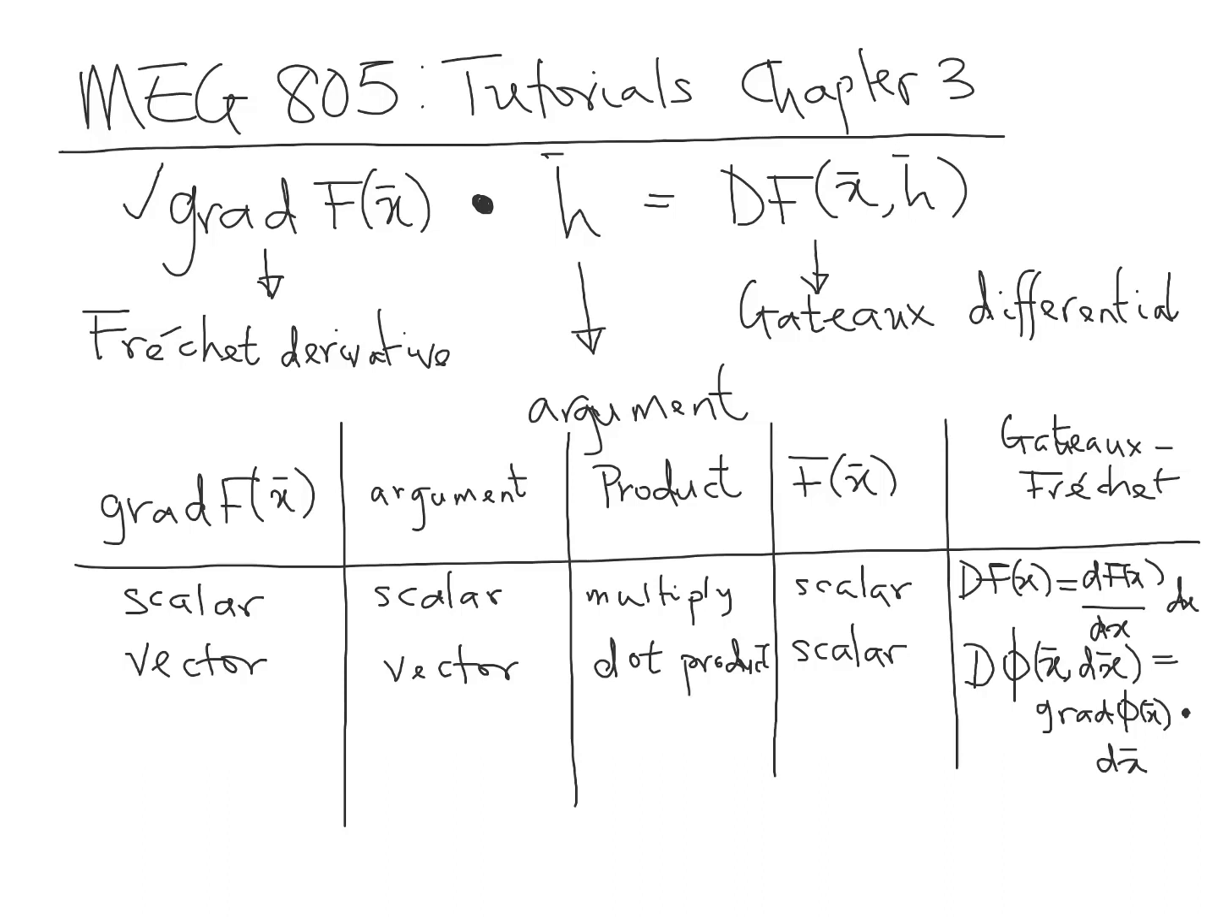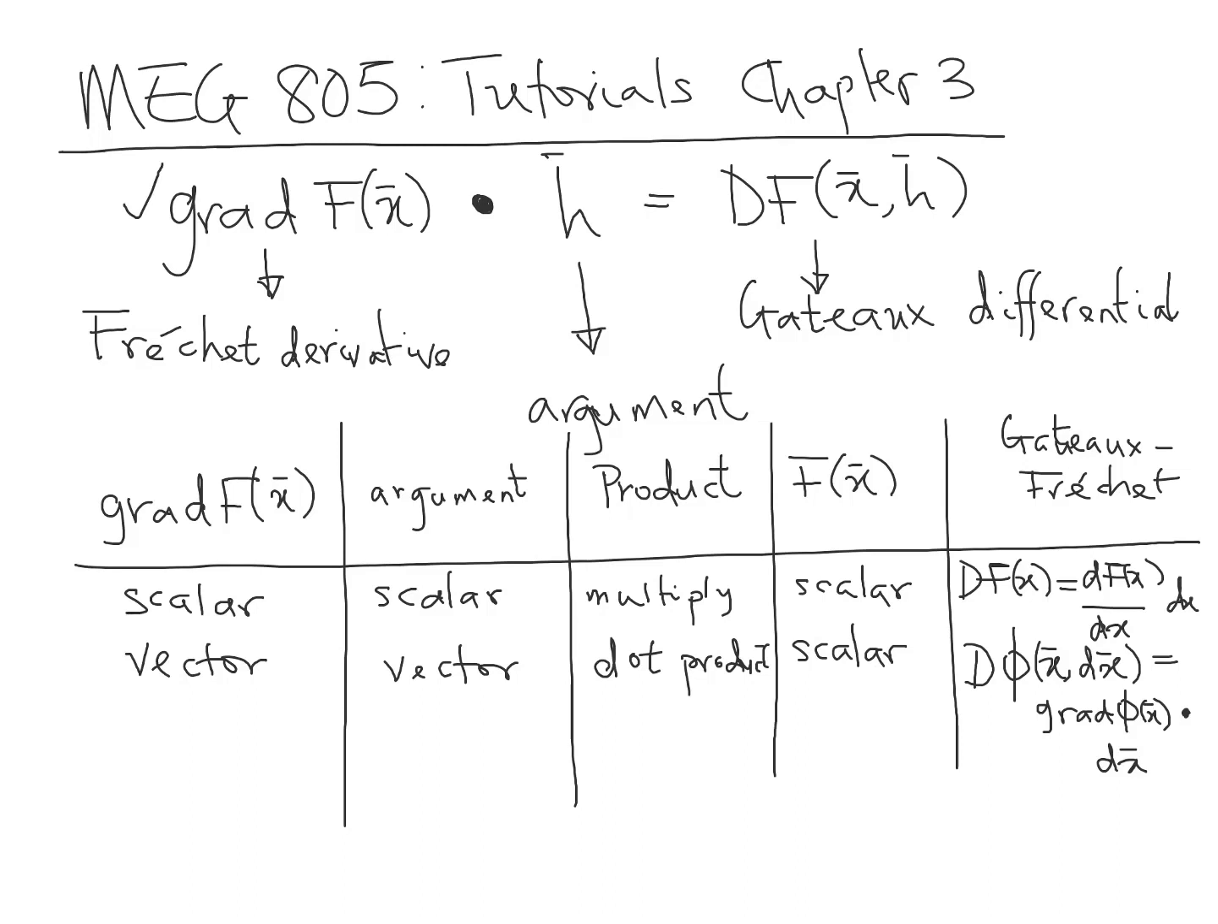So the way I was able to get the product was to actually look at the Gateau differential. I saw that what I have there is a scalar valued function. Okay, but I've been given that the derivative is a vector. And I know that the grad of a scalar valued function is a vector. And I've been told that the argument is a vector.